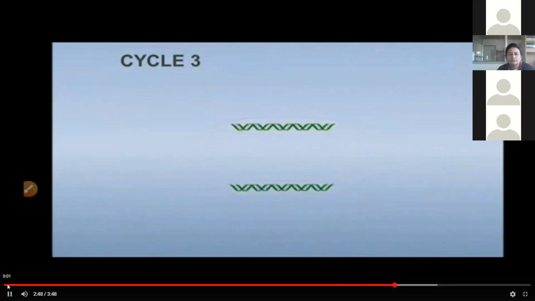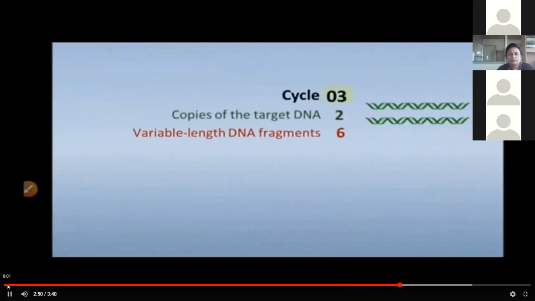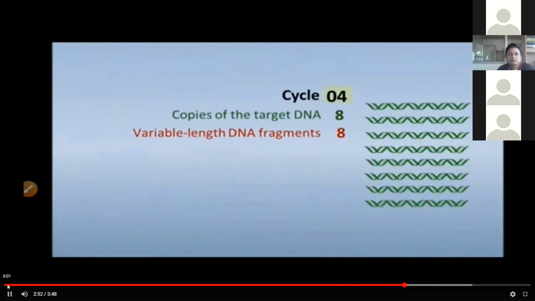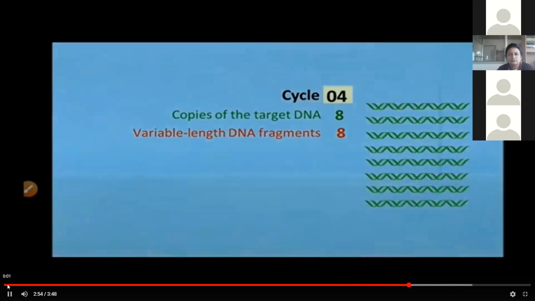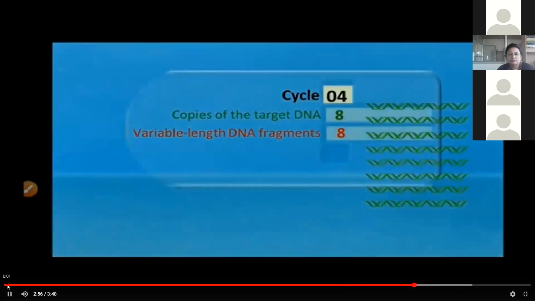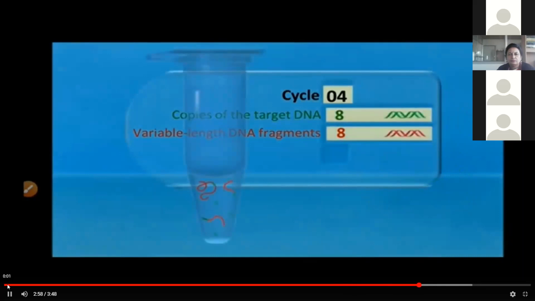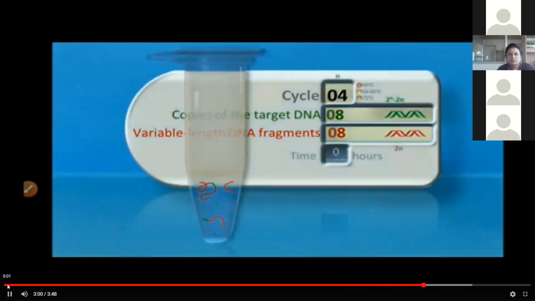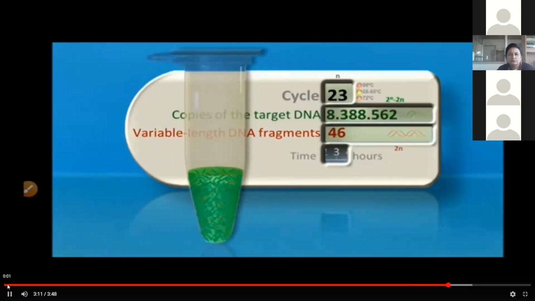The target DNA gets multiplied. The green color is in the target DNA. Out of the total DNA, that is the target DNA which was amplified. As the number of cycles increase, the target DNA which we want to amplify also goes on increasing. You can see here the number of cycles are increasing and the copies of target DNA that are produced, shown in green color, are also increasing.